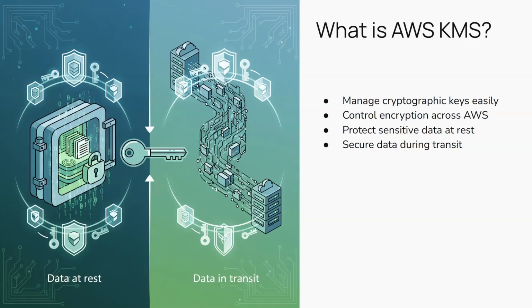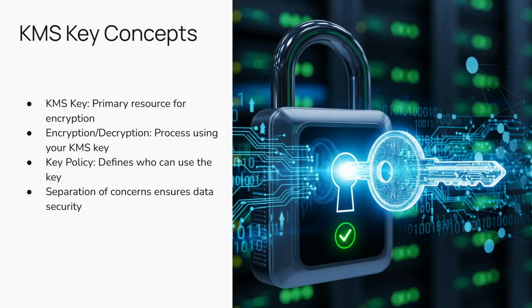Basically, whatever data we have, the encryption at rest and in transit as well, AWS handles it for us. This is a crucial service for protecting our sensitive data both at rest and in transit. So it's the core of most AWS encryption solutions. So let's talk about the key concepts of AWS KMS.